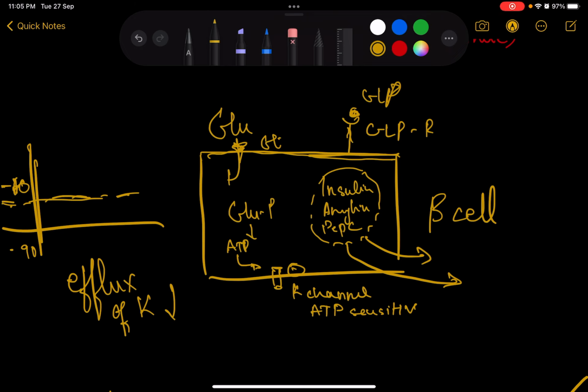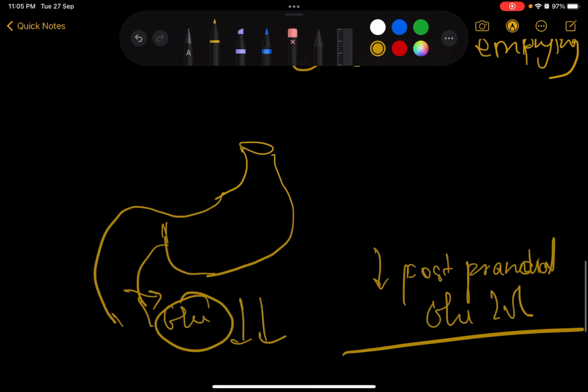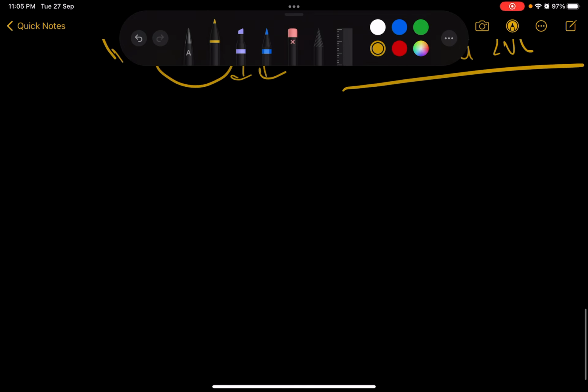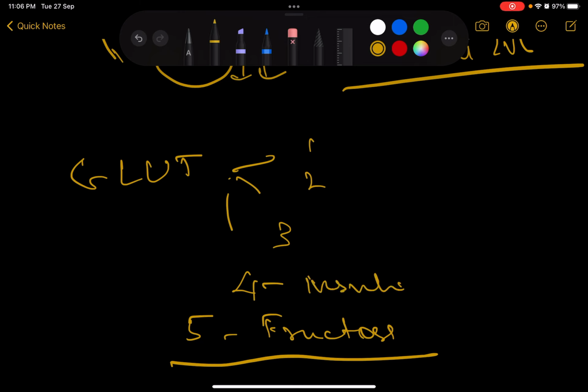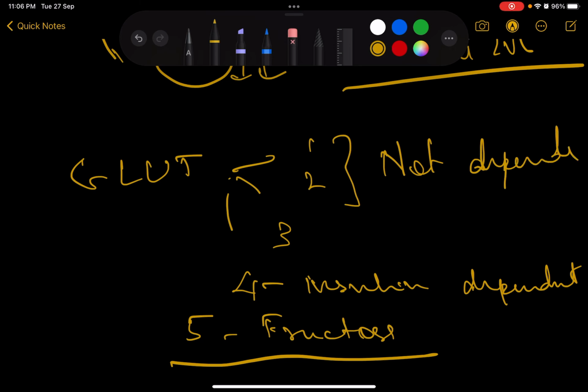Now, one more important point that I wanted you to note is that this glucose enters through GLUT1. Now remember, there are a few GLUTs. You have 1, 2, 3, 4, 5. 5 is for fructose. I remember it like that. 4 is the one that's insulin dependent. 1 and 2 are obviously not dependent, present on RBC, brain, etc.